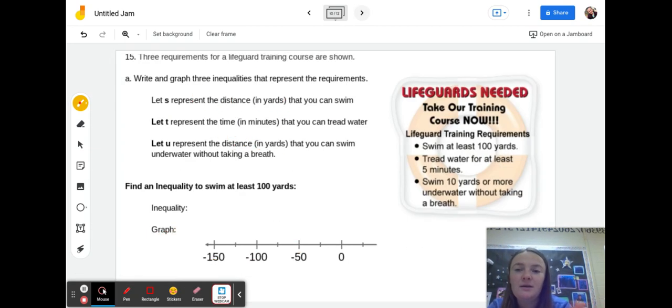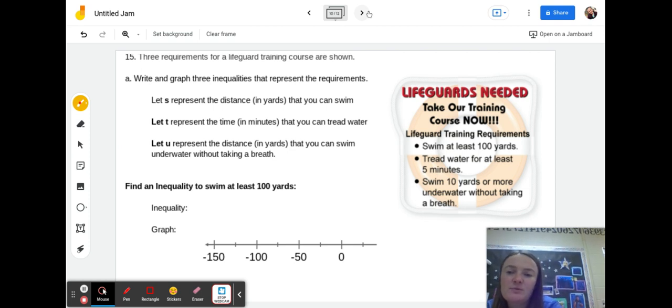All right. Next one. So basically here we have lifeguards are needed. You need to be able to swim at least 100 yards, tread water for at least 5 minutes, and swim 10 yards or more underwater. So what we're going to do is just write inequalities for each.